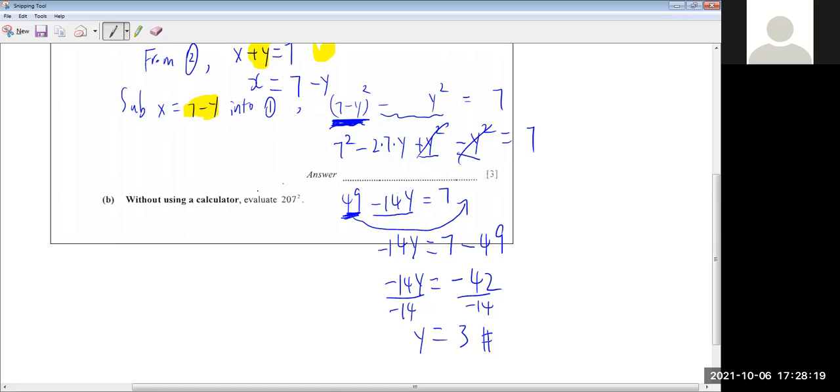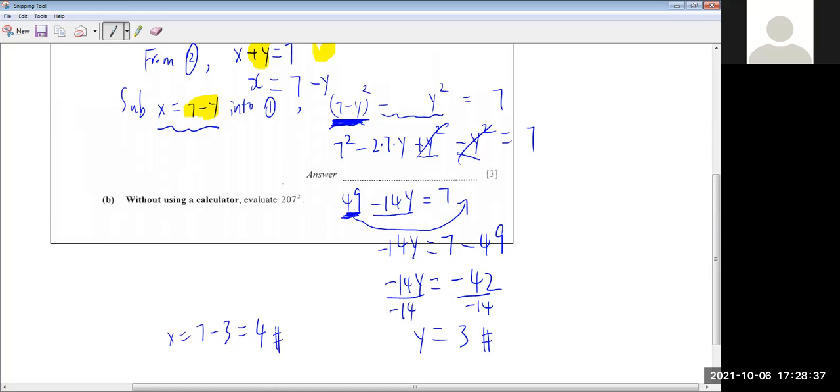So when y equals 3, can you see x is equal to 7 minus y? So x is equal to 7 minus y. My y is equal to 3, so I can replace my y with 3. So my x is actually equal to 4. So you have x equals 4, y equals 3.